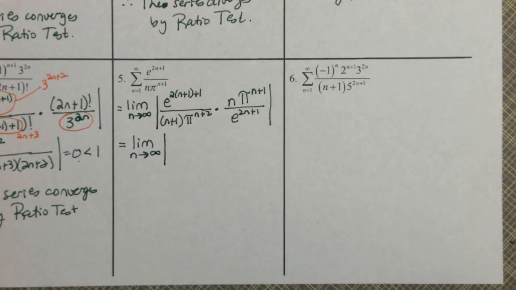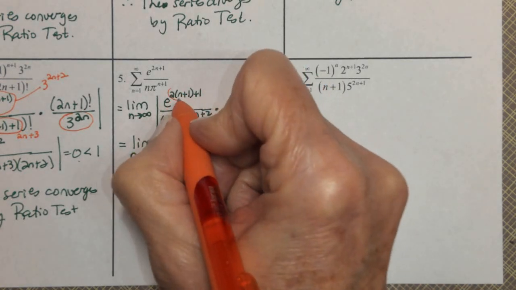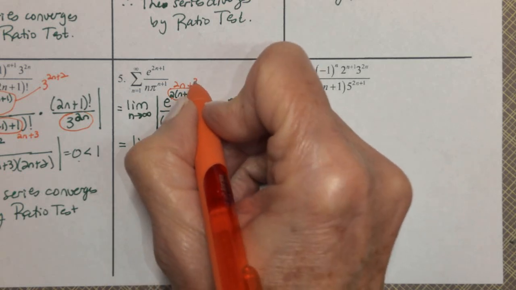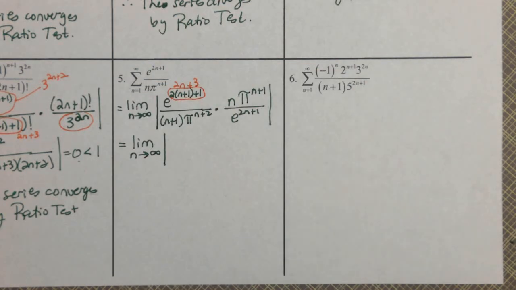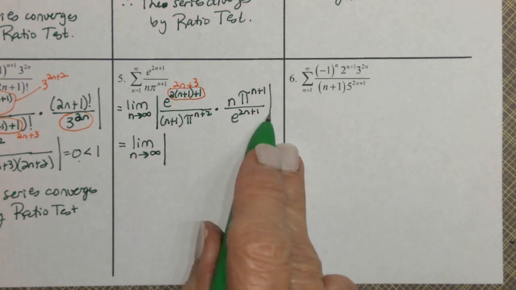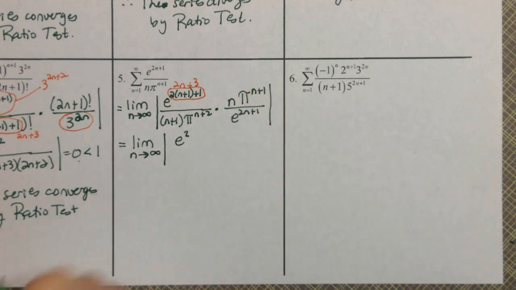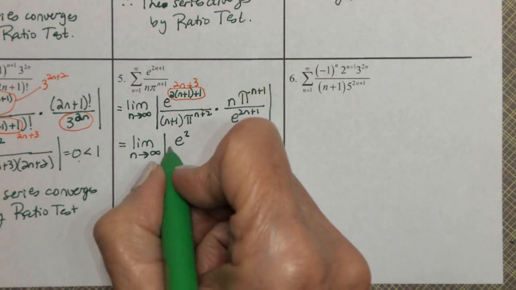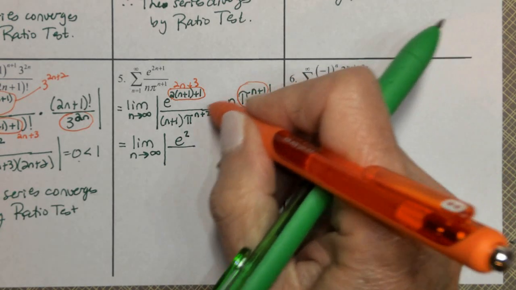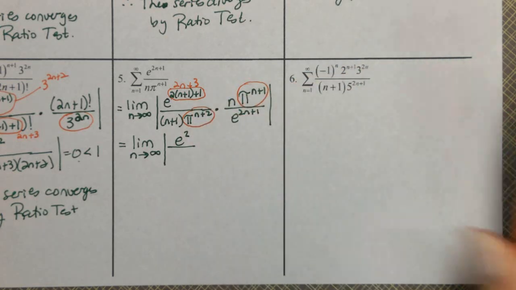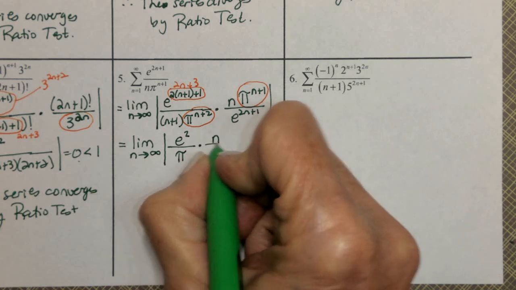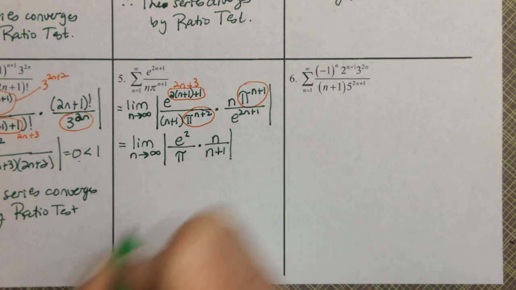All right, how many e's are left? Well, this is 2n plus 2 plus 1, so that is 2n plus 3. So we have e to the 2n plus 3 divided by e to the 2n plus 1. That's going to leave me an e squared on top. On the bottom, the pi's reduce to a single pi on the bottom. The n's do not reduce. We let our limit take care of that.